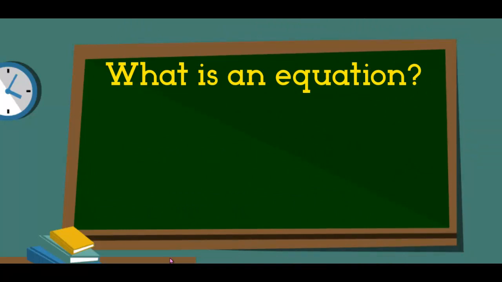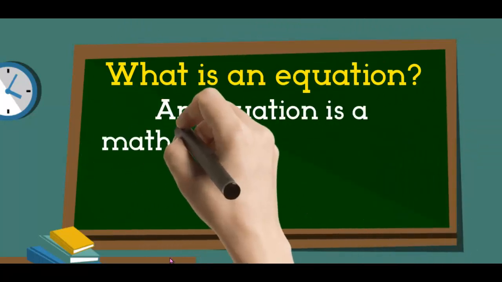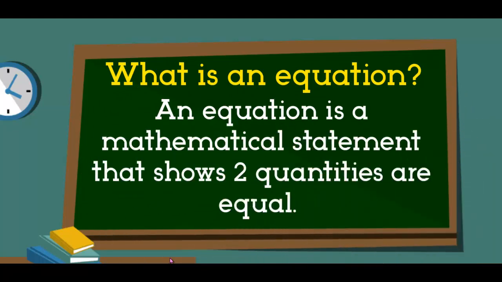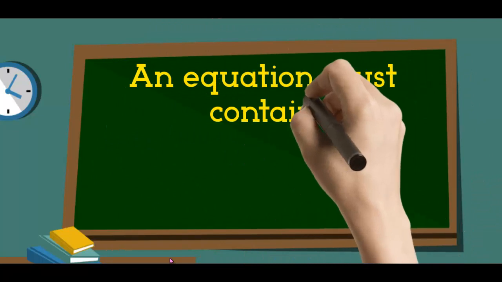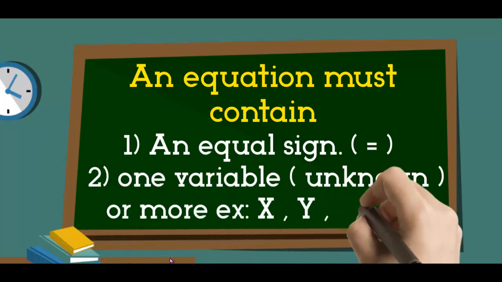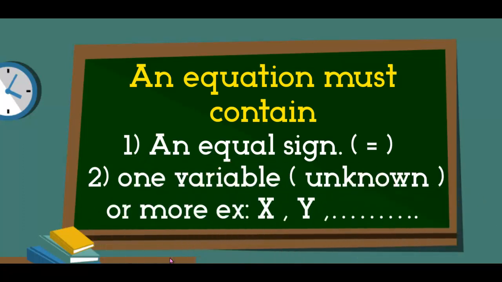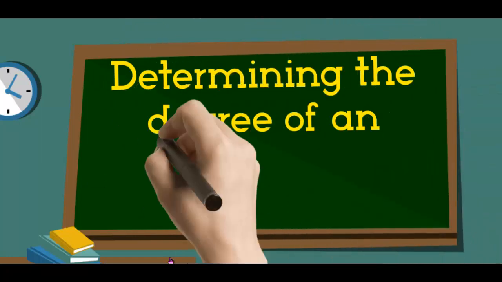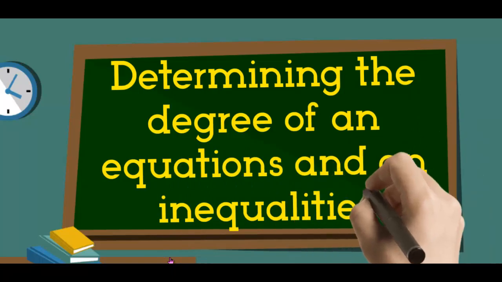What's an equation? An equation is a mathematical statement that shows the two quantities are equal. This means that I must have the two quantities equal to say this is an equation. An equation must contain number 1, an equal sign, number 2, and one variable or more. Examples of variables are x, y, z. So, to say that this is an equation, I must have an equal sign and I must have one variable or more.